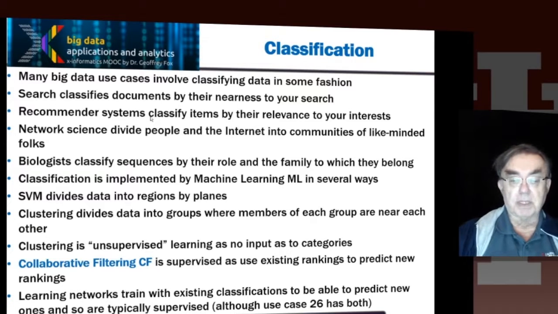Learning networks typically use existing classifications, although there are also unsupervised ones, which is discussed in use case 26, unsupervised learning networks. But supervised learning networks take a set of training data where the answer's known, and use a whole set of data with known answers to train a neural net, which then can take a case where the answer is not known and give you the right answer. So classification is very important.